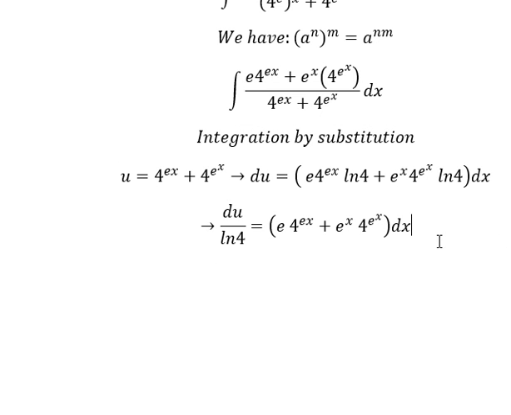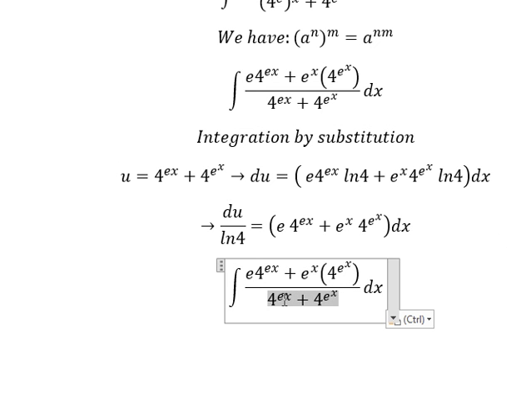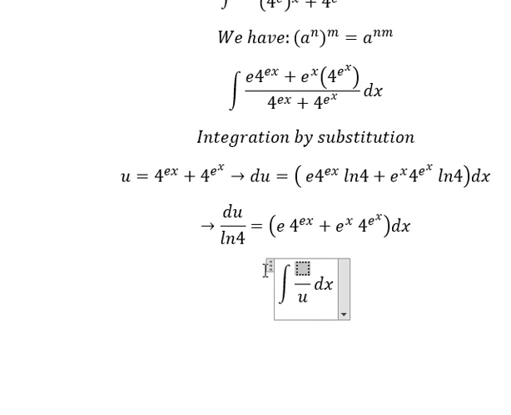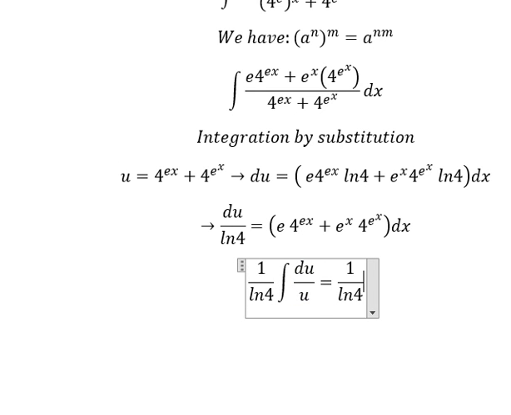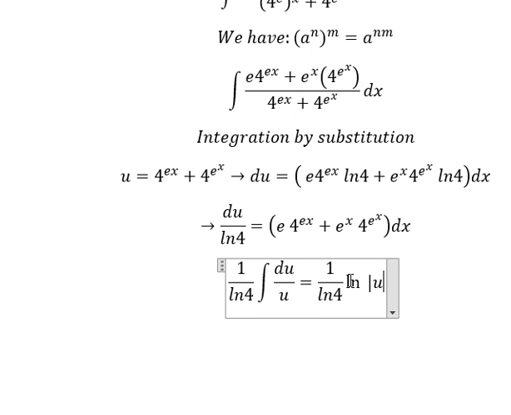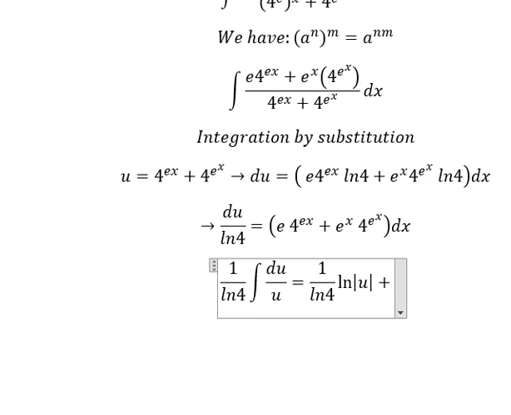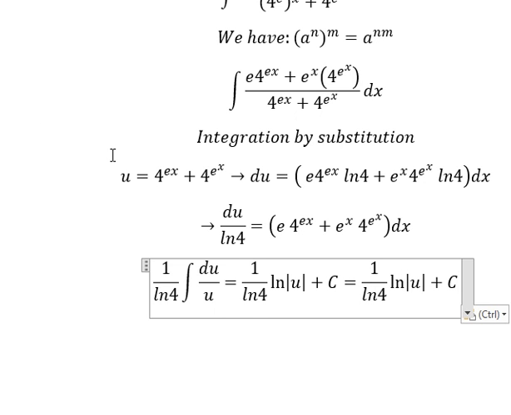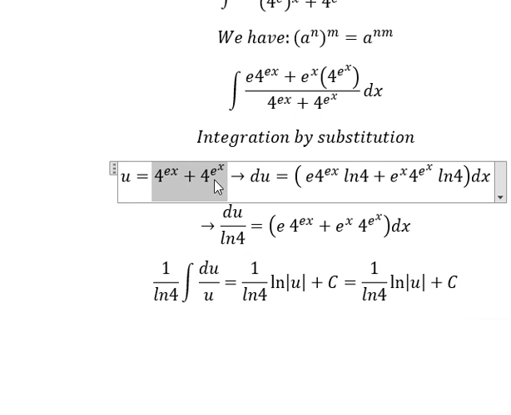So this one we change by u. This one with the s we change by u over ln 4. So the integration of this one, we have ln of the absolute value of u, and I will put plus c. About u, that is about this one.